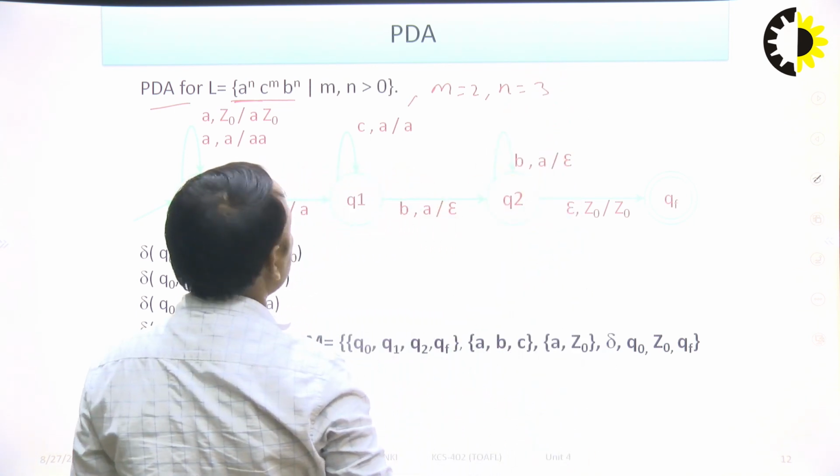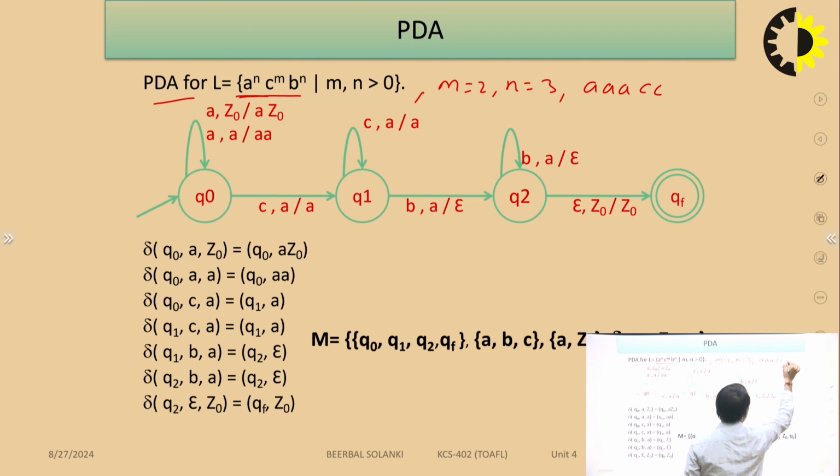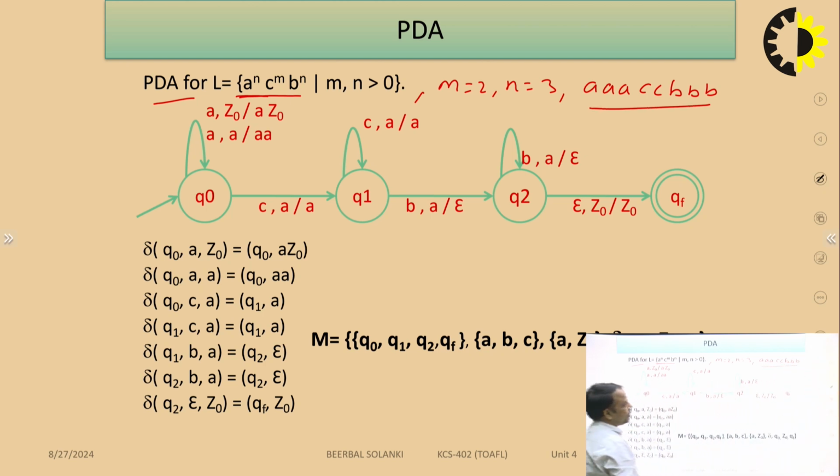The string will be a, c, b. This is the string. So, we write the transition function for the string. Here we write a, c, b. Initially, we read the a symbol from the input tape, initial state q0, read a and start symbol z0. So, we simply insert the a into the top of stack z0.